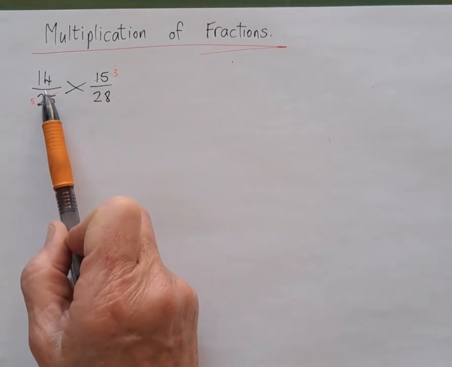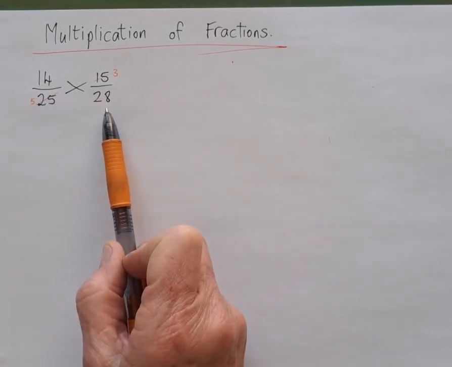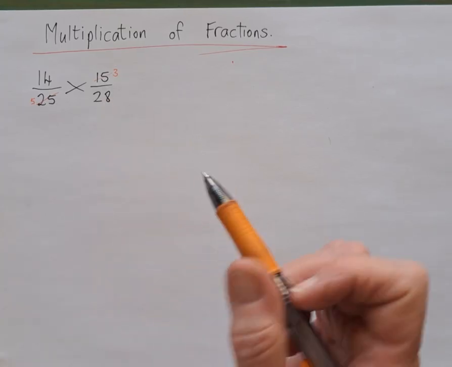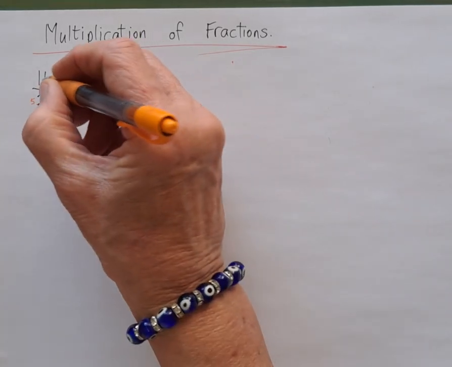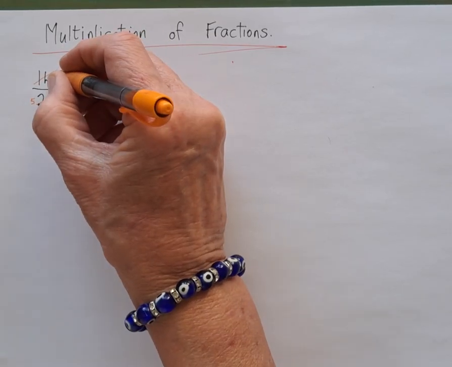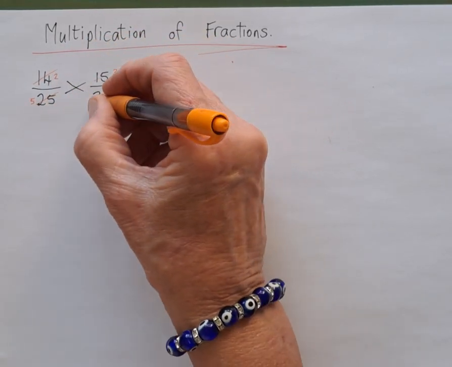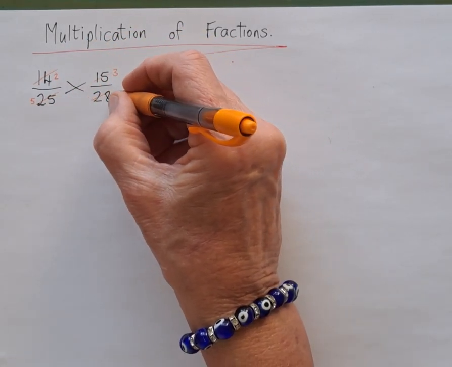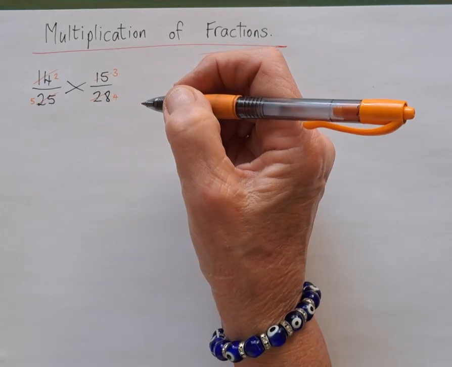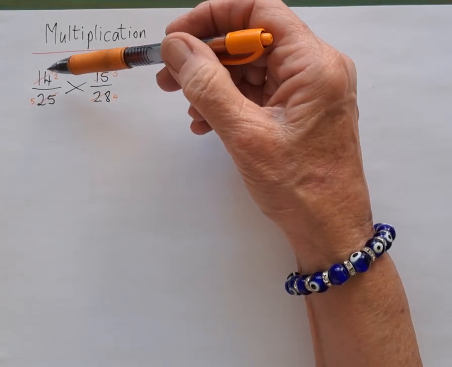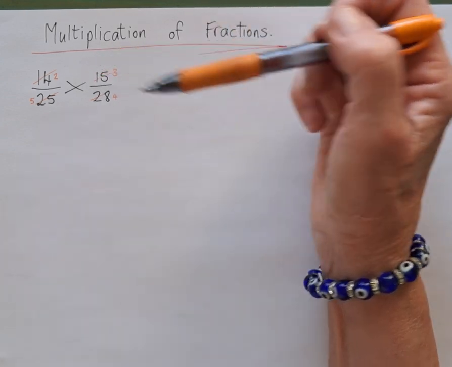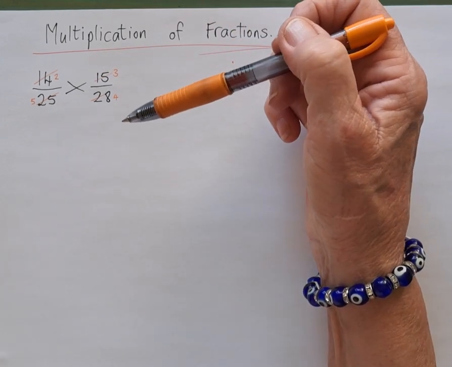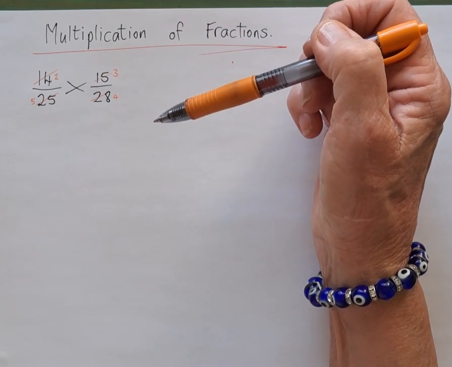So we've got a 14 and a 28. So you're probably all realizing straight away that belongs to the 7 times table. So if I divide 14 by 7, I'm left with 2. And if I divide 28 by 7, I'm left with 4. Now actually 14 can go exactly into 28. But I wanted to show you what happens if you don't think of the highest common factor straight away.